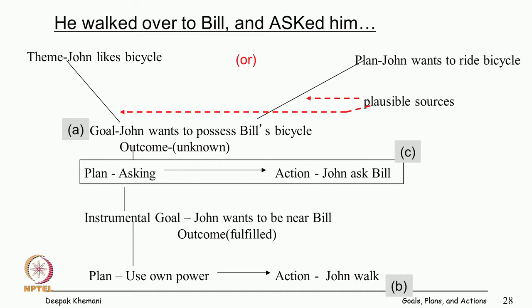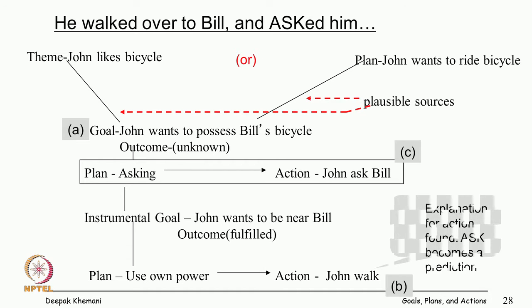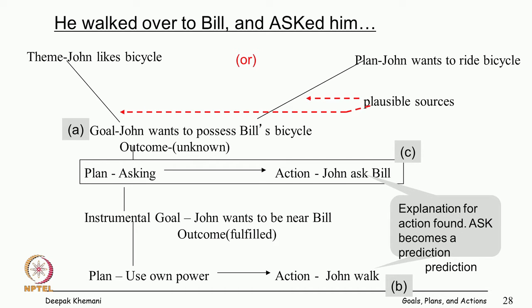So, if you look at this chain of events that is happening here, John has this goal which is marked A here of wanting to possess Bill's bicycle, whose outcome is not known yet. Why does he have this goal? It could be because of two explanations. One is the theme that we can see there. The theme that he likes bicycles.